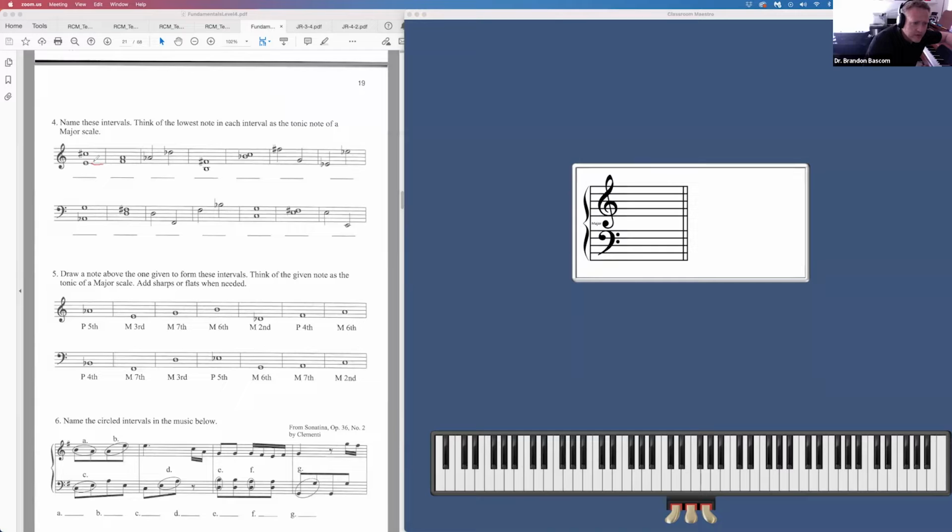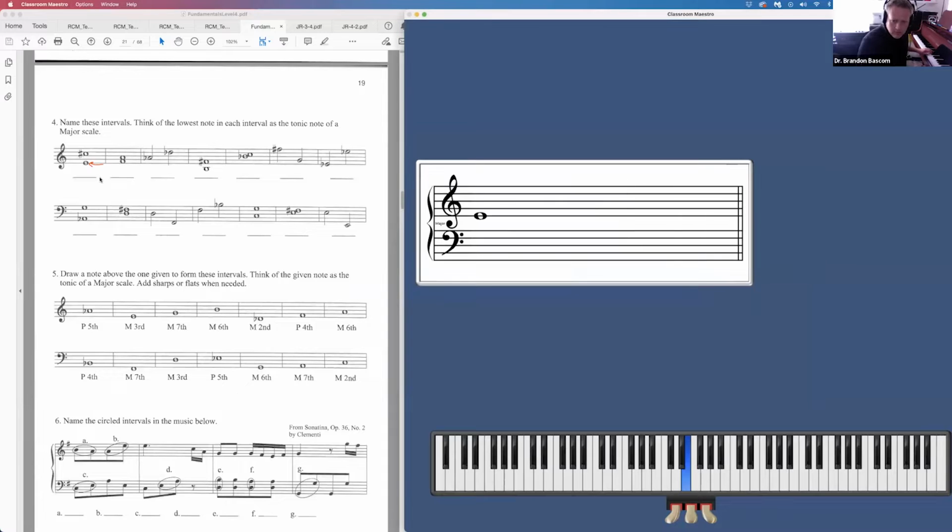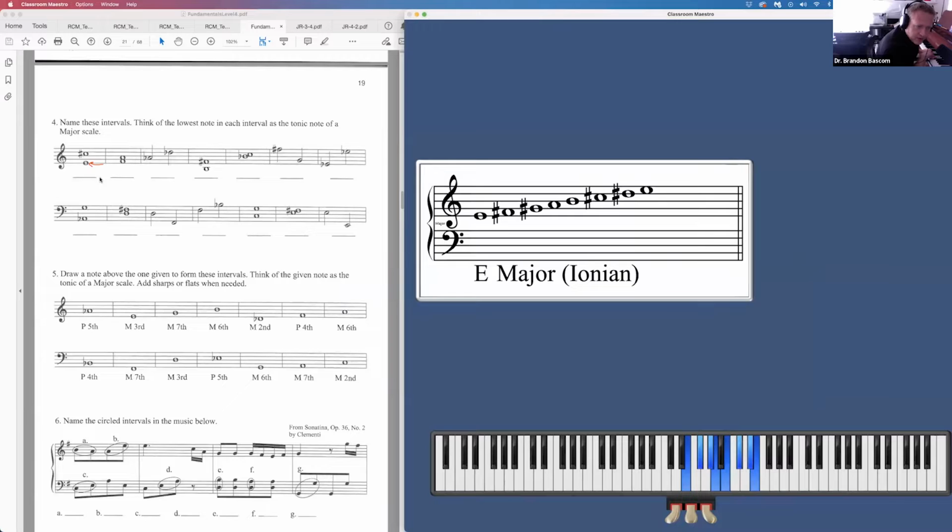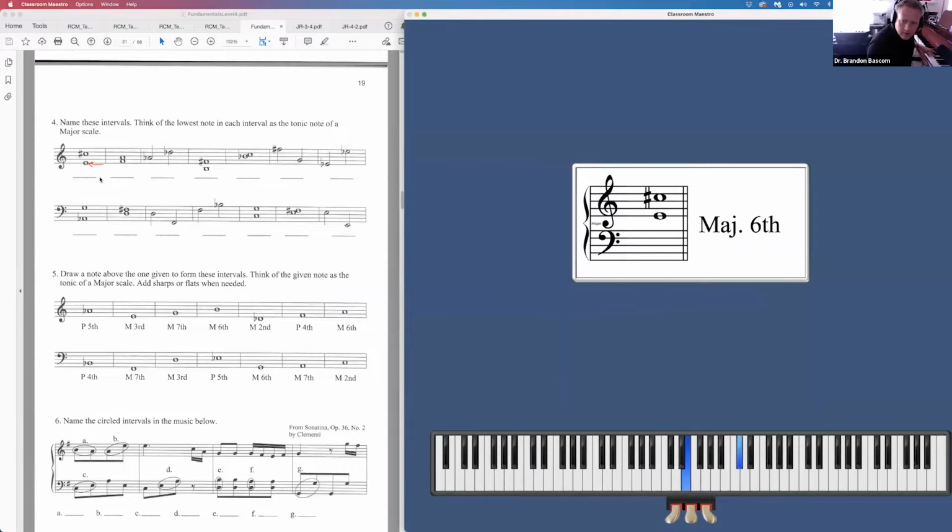So for this first one here, they've given us E as our bottom note. And our top note is C sharp. So in the key of E major, C sharp is my 6th note. So that is a major 6th. So you always have to think, what is the key signature of my bottom note, to see if you need to raise or lower that note with an accidental.